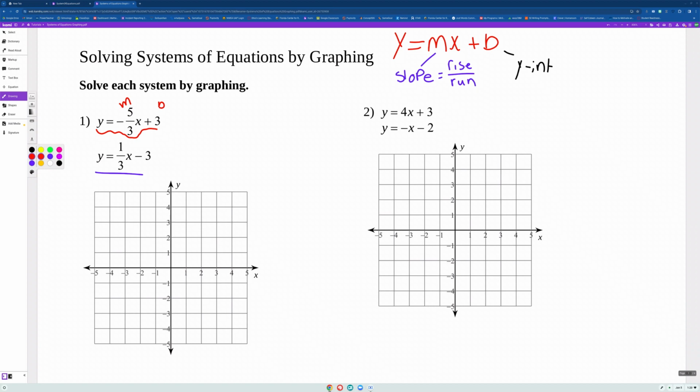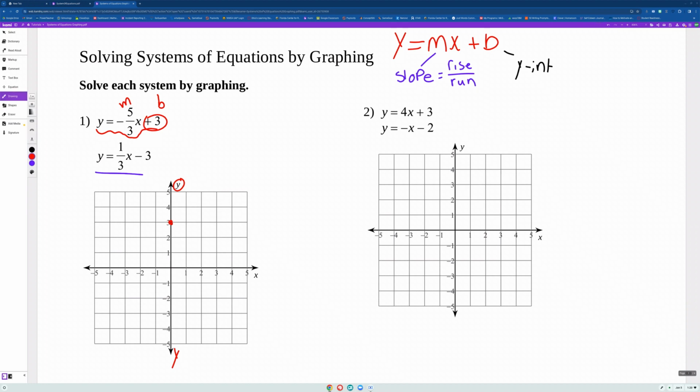So I'm going to go ahead and plot my b first. That's my y-intercept. So remembering that your y-intercept is the one that goes up and down. So in this case, my y-intercept is a positive 3. So I'm going to start at my origin, and I'm going to go up 3 points. Okay. So my y-intercept for my first equation has been graphed. Now I'm going to go ahead and graph the slope as well.